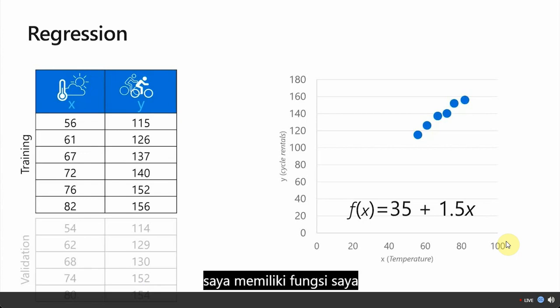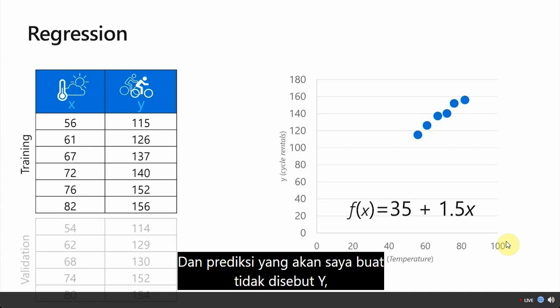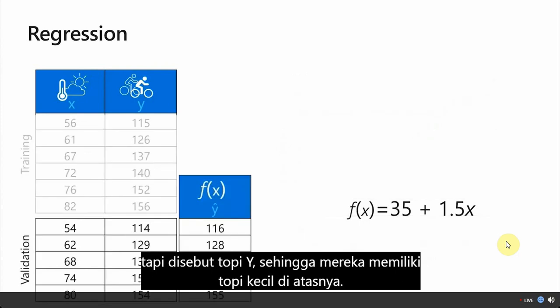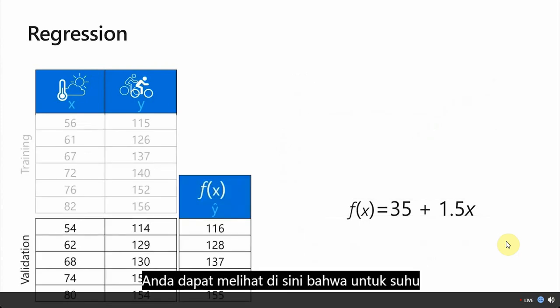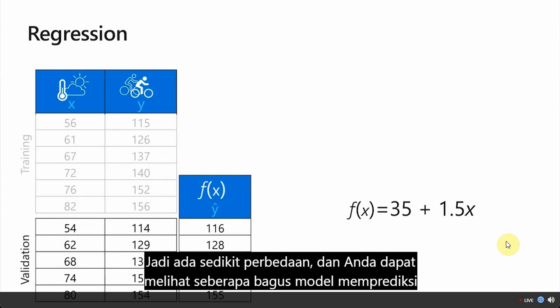Because now I have my function, and we can test it with the validation data that we held back. The predictions that I'm going to make are not called y, but they're called y hat, so they have a little hat on top of it. You can see here that for a temperature of 54 degrees, my actual bike rentals were 114, and my predicted bike rentals were 116. So there's a little bit of difference.